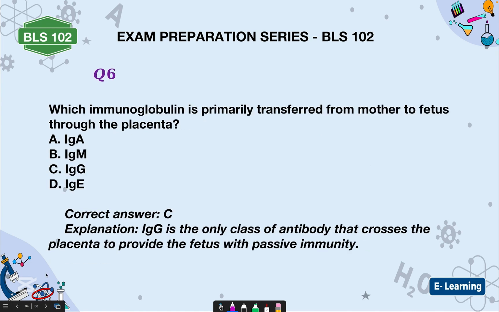that is that. Which immunoglobulin is primarily transferred from mother to fetus through the placenta? Through the placenta, the only class of antibody that crosses the placenta is IgG, immunoglobulin G. It is the only class of antibody that crosses the placenta. You know, the placenta is like a filter. It allows some things to go through it, which we call the placenta barrier, and allow some things not to go through it. Is that okay?